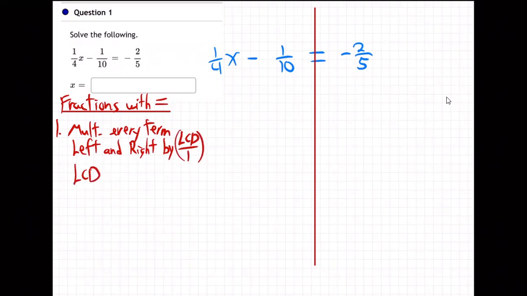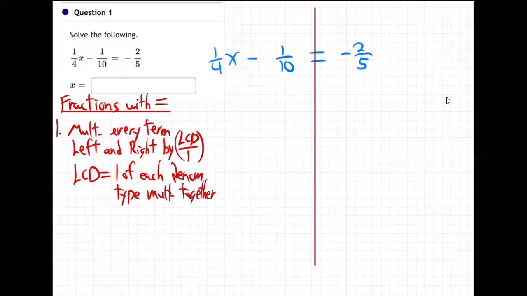And what is the LCD? All denominators, or let me put it this way, one of each denominator type multiplied together. There we go. So, okay.